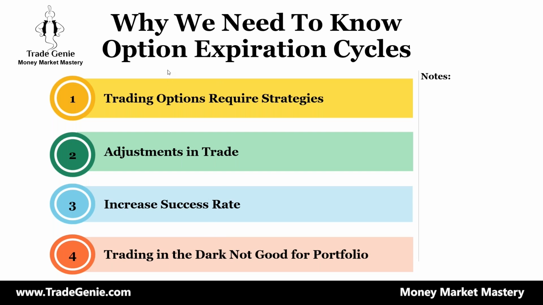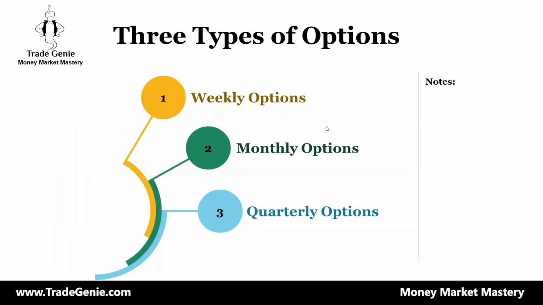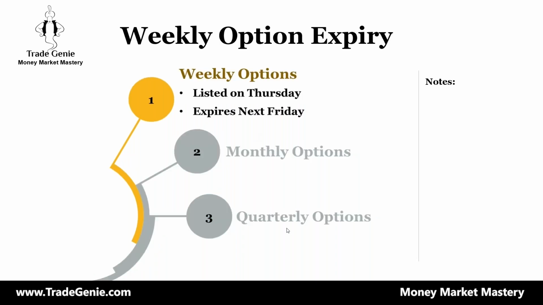So that's why we need to know the option expiration cycles. Now there are three types of options. One is called weekly options, they expire on a weekly basis. One is called monthly options, they expire on the third Friday of every month. And then there is a quarterly option. And then there is a LEAP option. I'll explain one by one.